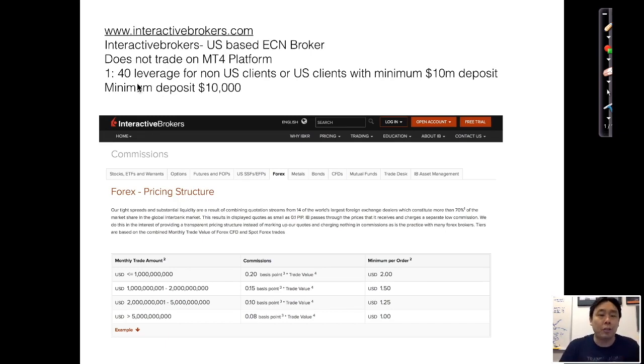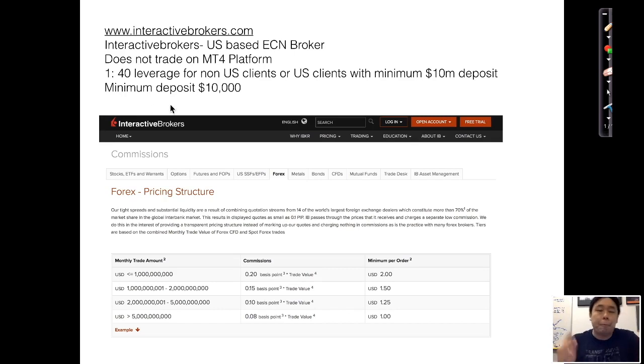They offer 1:40 leverage for non-US clients. Okay, now here's the thing about Interactive Brokers, right? I know it sounds ridiculous, but you can read about it. It's true, all right? If you're a US client and you want to use Interactive Brokers to get any kind of leverage, you need a minimum of 10 million US dollars. Yes, I didn't say that wrongly. 10 million US dollars. So they are not really open to retail clients. It's more for institutional clients. Okay, but if you've got more than $10 million, you can use Interactive Brokers.